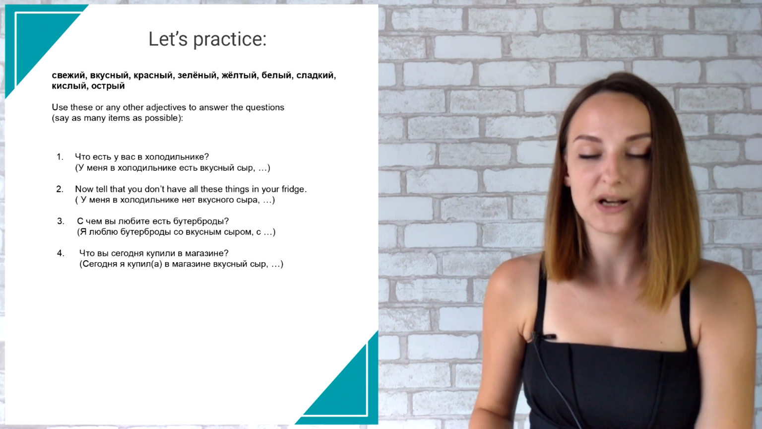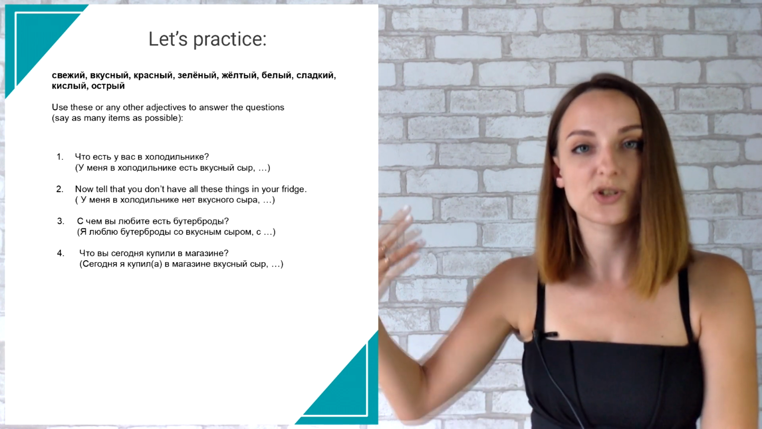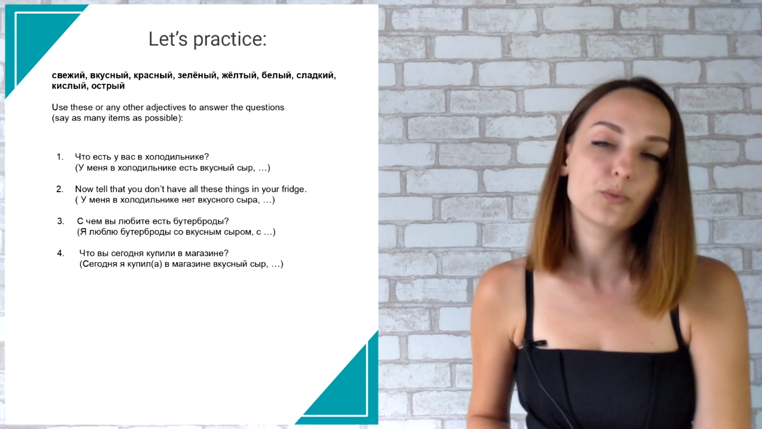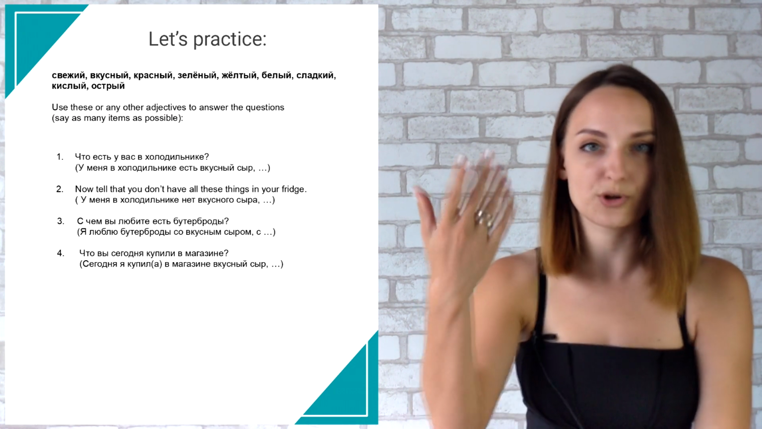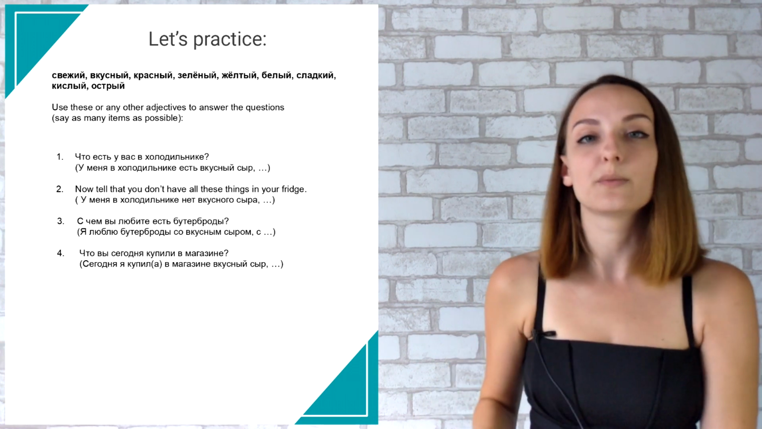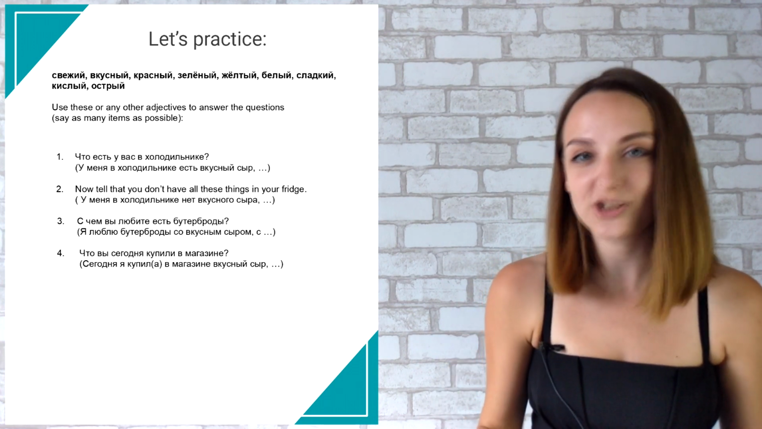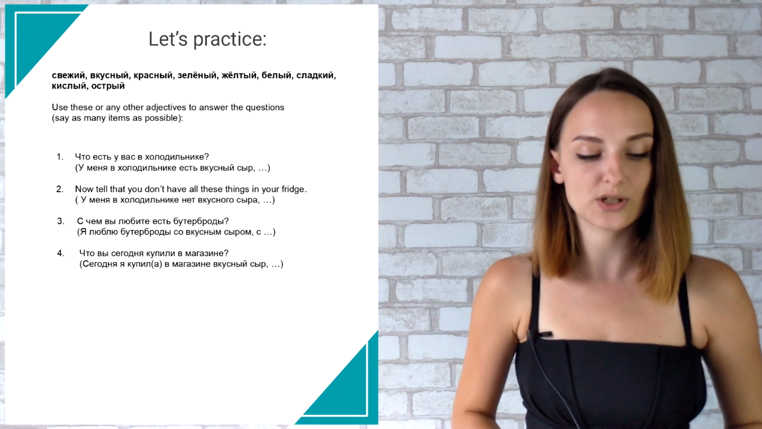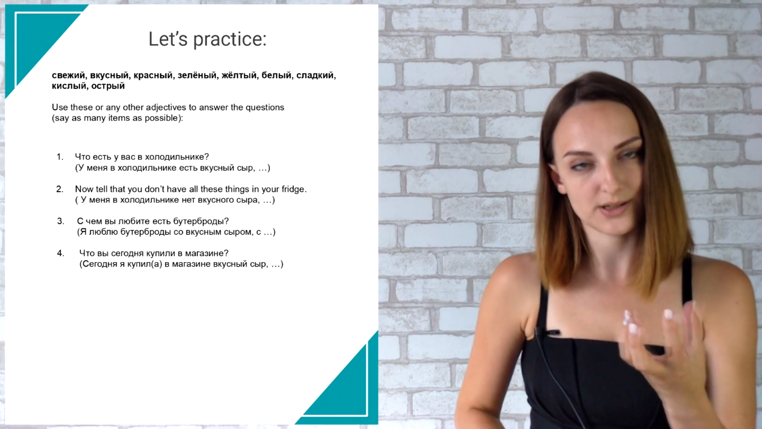Что вы сегодня купили в магазине? Купить что? This is accusative case, да? So you say, сегодня в магазине я купила вкусный сыр, or я купил вкусный сыр, белое молоко, холодное мороженое, and so on. Doesn't matter how silly it sounds, you just say it out loud, you practice it.